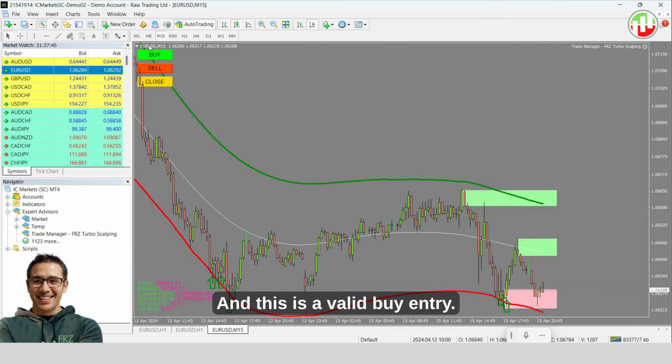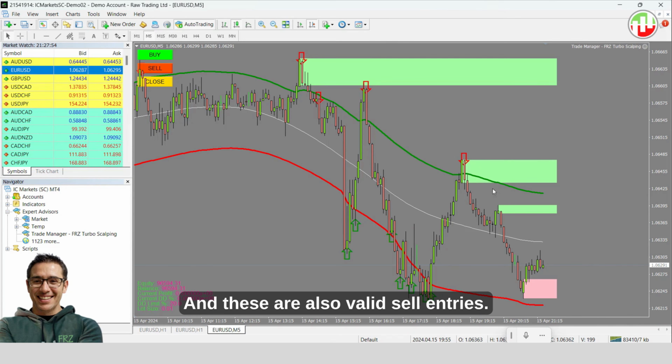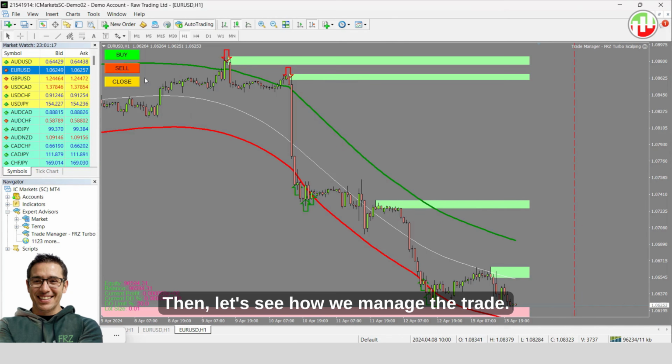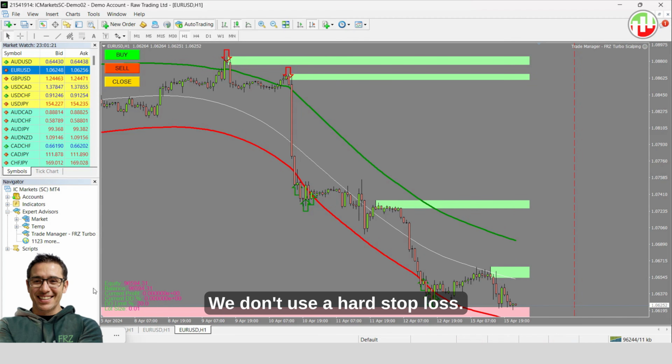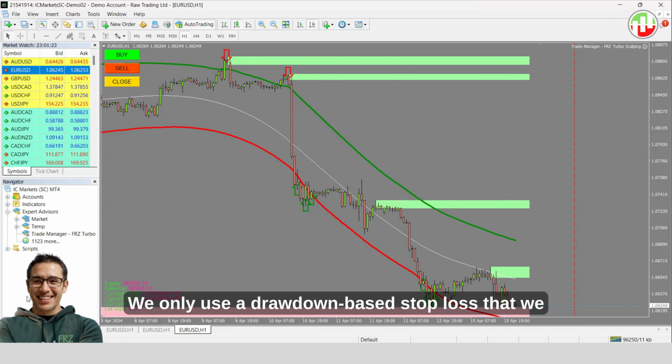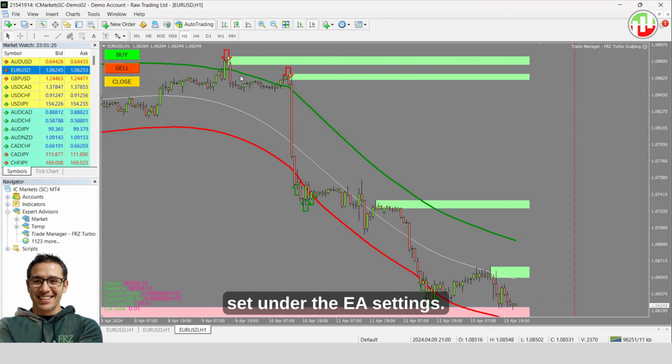And this is a valid buy entry. And these are also valid sell entries. Then, let's see how we manage the trade. We don't use a hard stop loss. We only use a drawdown-based stop loss that we set under the EA settings.